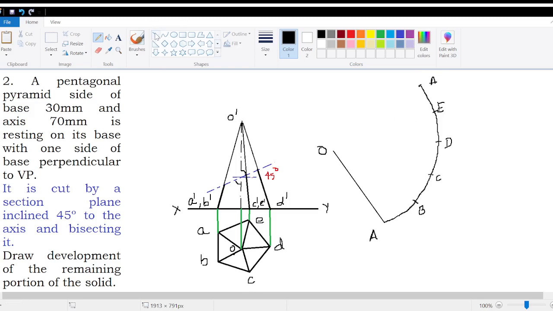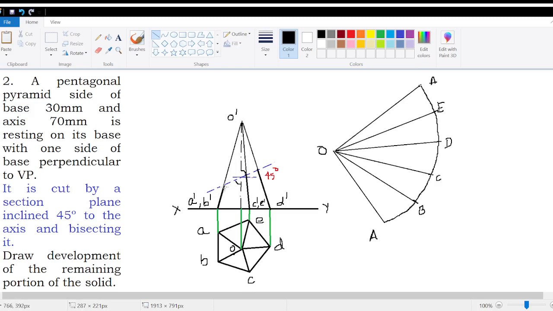Now you join OB using thin lines. Join OB, OC, OD, OE, and OA. Okay, now we have the cutting plane here, and this cutting plane is meeting O dash A dash and O dash B dash at this point.